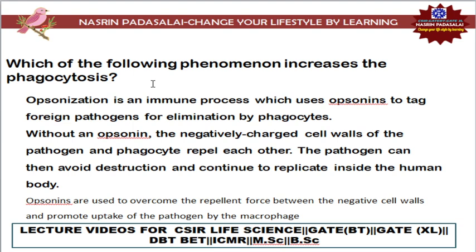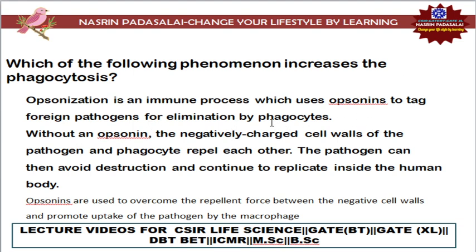Next, which of the following phenomena increases phagocytosis? The correct answer is opsonization. Opsonization is an immune process which uses opsonins in order to tag foreign pathogens for elimination by phagocytosis.